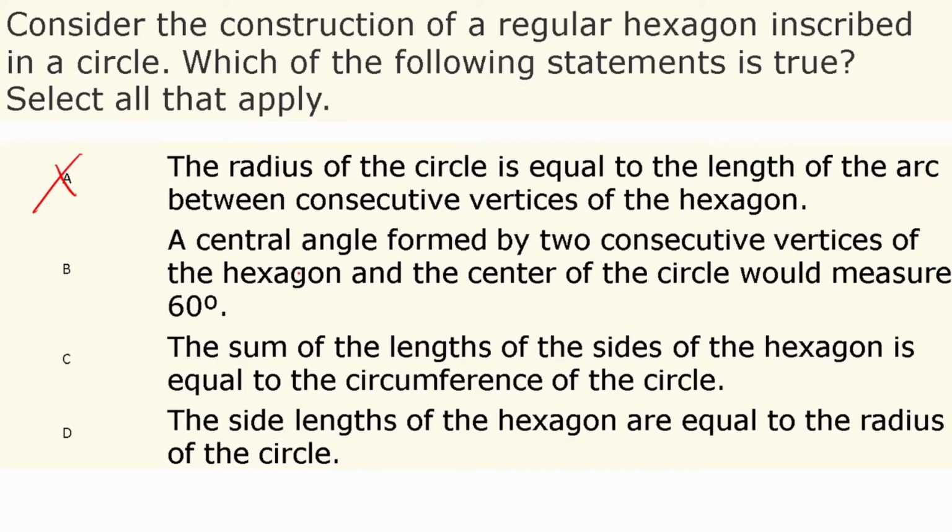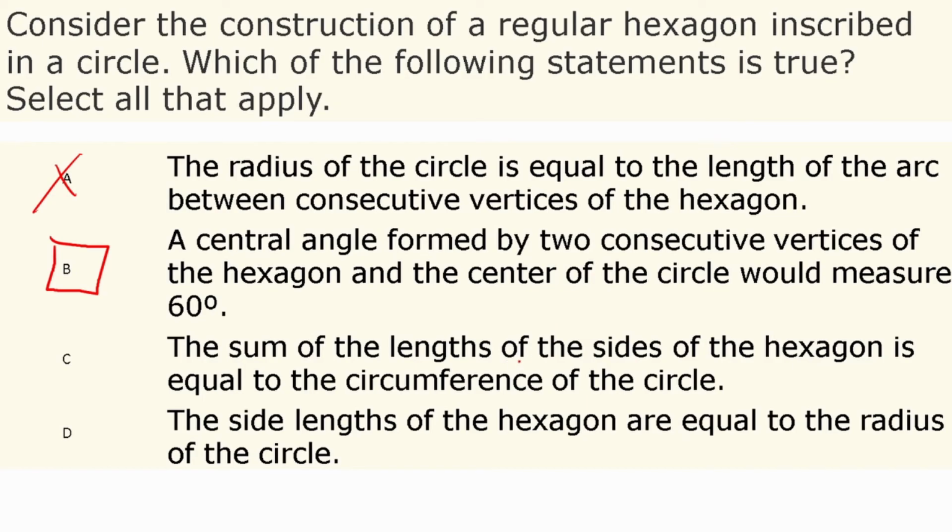This one's easy to figure out. We know a hexagon has 6 sides. That means that's going to be creating 6 angles on the inside if we connect the vertices. 360, which is a full circle, divided by 6 would give me 60 degrees for each available angle. So B is an answer. That's 1. The sum of the lengths of the sides of the hexagon is equal to the circumference of the circle. That also is not true.